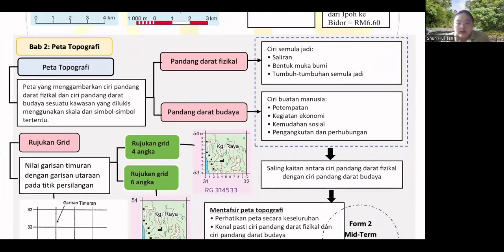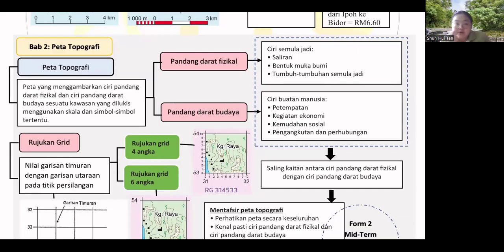All right. Now, how about chapter 2? Chapter 2 talks about peta. Now, it's a little bit different from your Form 1 already. In Form 2, we call this a peta topografi. Okay, peta topografi. And what is peta topografi for? It's a bit different from the Form 1 one.